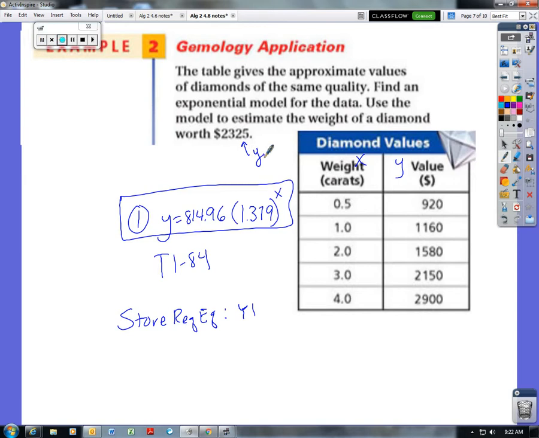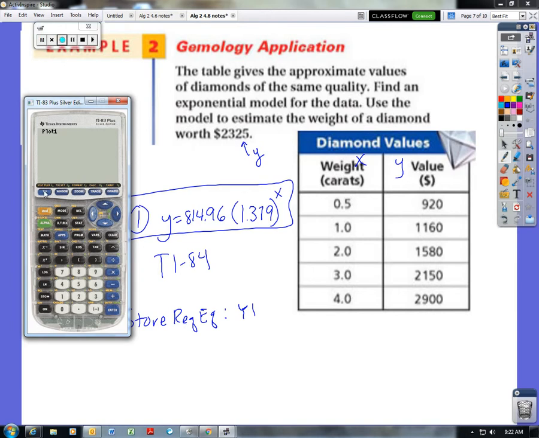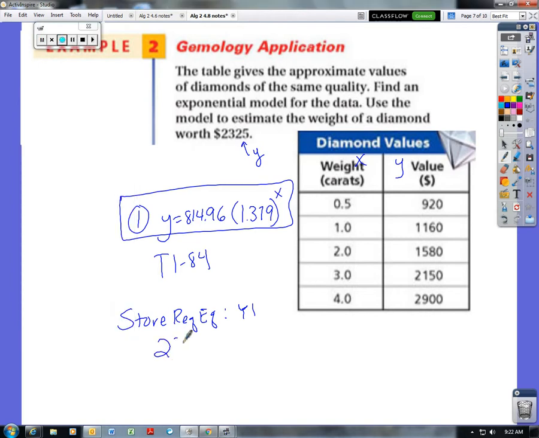So if we know a y value, we have to go to our calculator and go to y equals. There's the exponential equation because we put it in there. And basically what we're doing here is we're trying to find out when 2,325 is equal to the equation. I'm plugging in the 2,325 for y. Most of you should already know all this. We've been doing this all semester, all year actually.